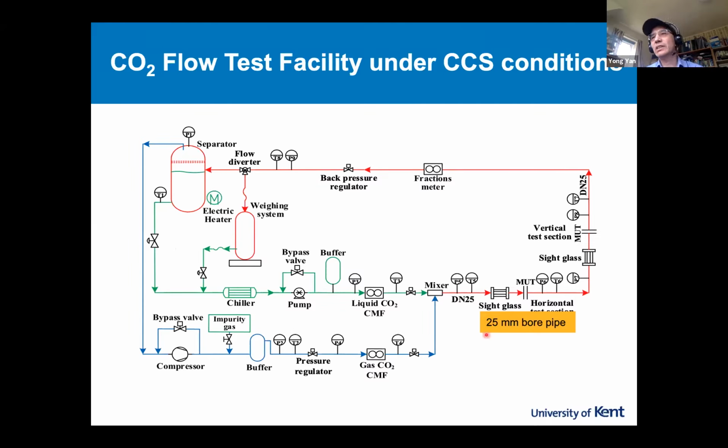You can see here is a 25 millimeter bore, so 1 inch internal diameter. And we have all the regular equipment, such as weighing systems to provide absolute reference. We have various pumps, separators, compressors, and so on. We have a gas phase, liquid phase, and 2-phase, simply because by changing temperature and pressure, you easily get a 2-phase CO2. So we have horizontal test sections and vertical test sections.